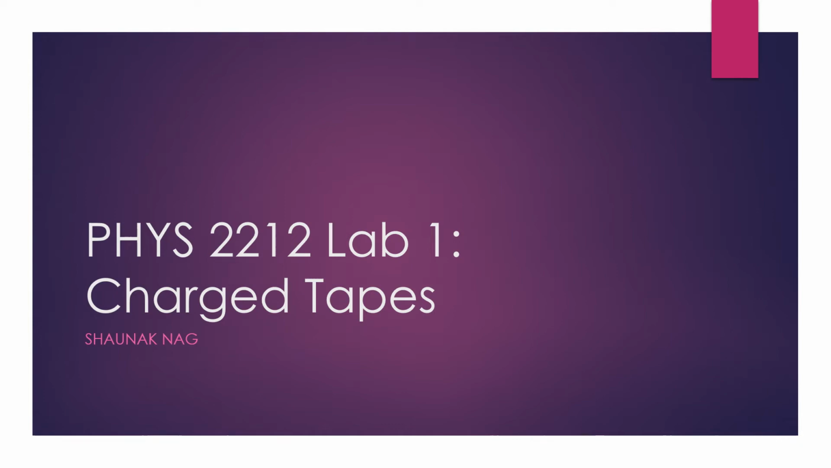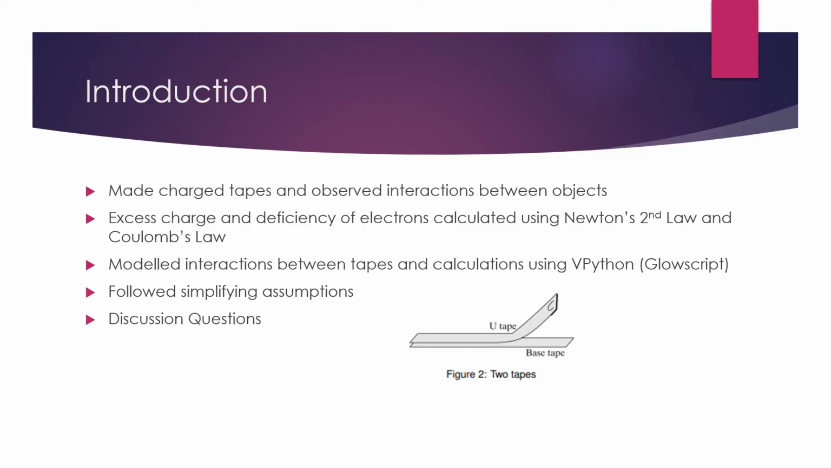Hello, my name is Shaunik Nag, and today I will be discussing Physics 2212 Lab 1, Charge Tapes. In brief, the lab involved observing the electrostatic interactions between two charged pieces of tape among other objects. The experiment's main findings were the excess charge and number of electrons on the tape of interest.